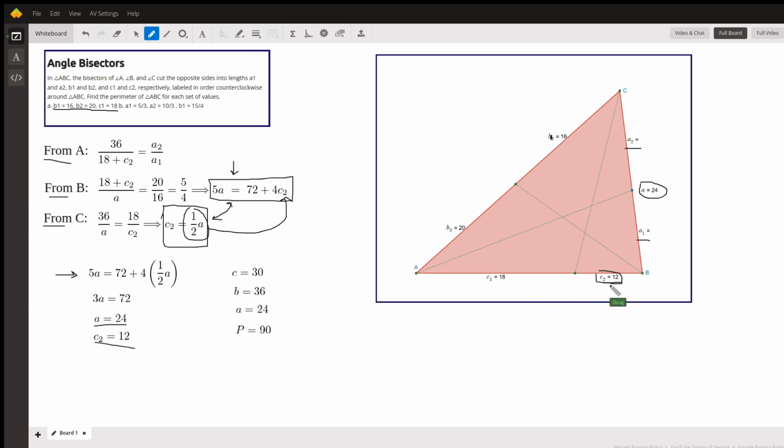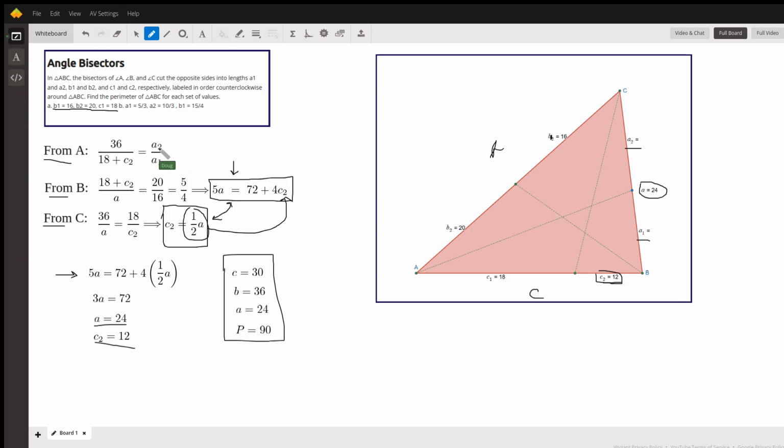That means this C right here is 30. B we know is 36. And A is 24. And so if we add those all together, we get perimeter is 90. That's the answer to part A.